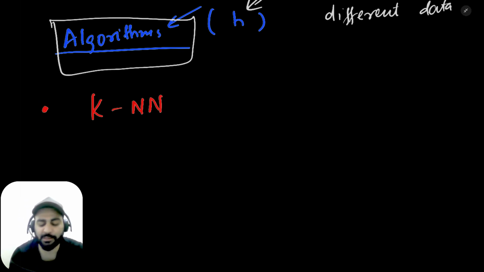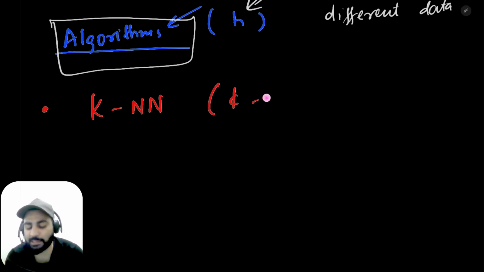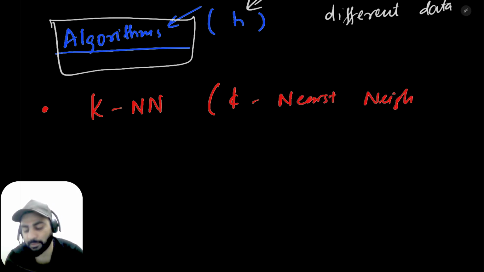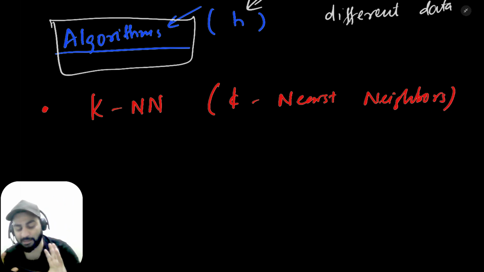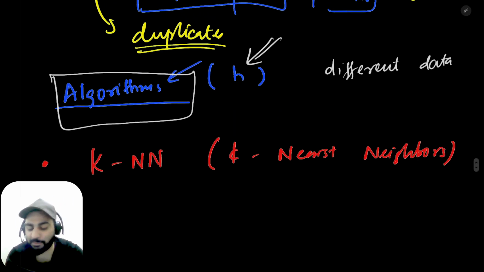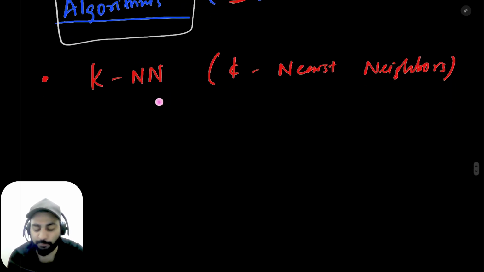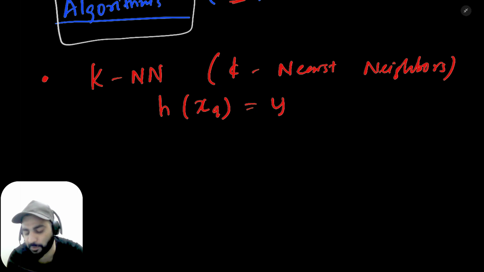The first algorithm is KNN, which is called K nearest neighbors. This is the algorithm's name. So what is the job of the algorithm? The job of the algorithm is to give me this function h, so that if I give it a query point xq, it should give me the corresponding label yq.